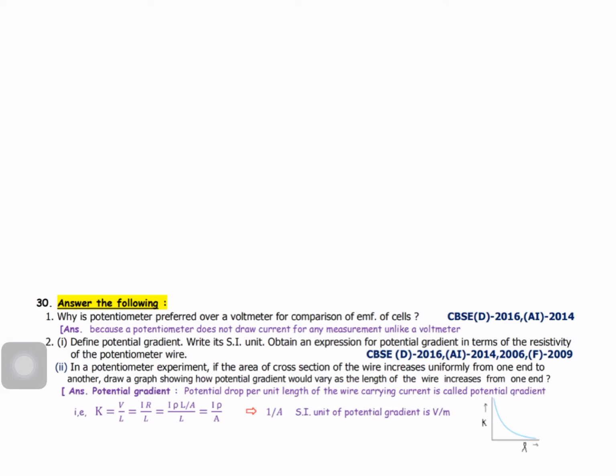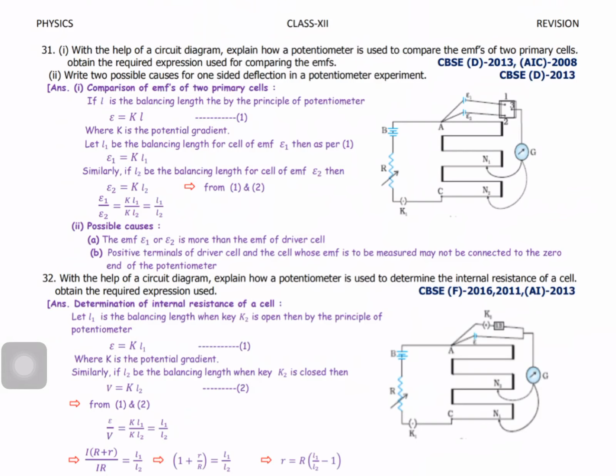Correct? And that is how you draw it from the equation. K equals V by L, you know that, or V equals IR by L. We can write I into R as rho L by A, so finally you can write K equals I rho by A. Am I right? So K is inversely proportional to A. Area depends on length. This is the way they can draw it.